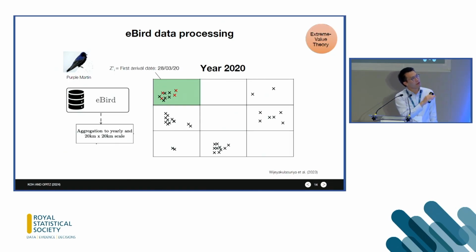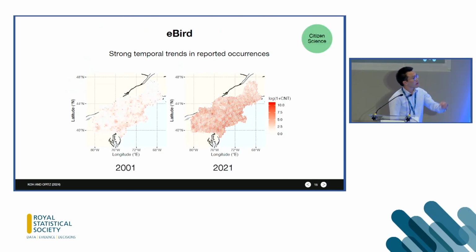Here I've changed the slide to have the extreme value theory there, because we are invoking extreme value theory to look for models motivated by EVT to model this first arrival date. Now, there are strong temporal trends in these reported occurrences, and I think this is important to talk about in the context of citizen science, because there was an advent of new technology with the use of smartphones, and you can see in 2001 we have something quite different from 2021. We really have an increase in the number of checklists across the whole region.